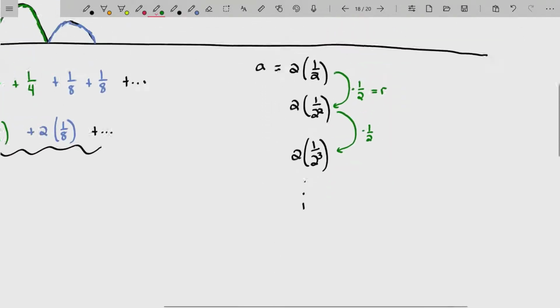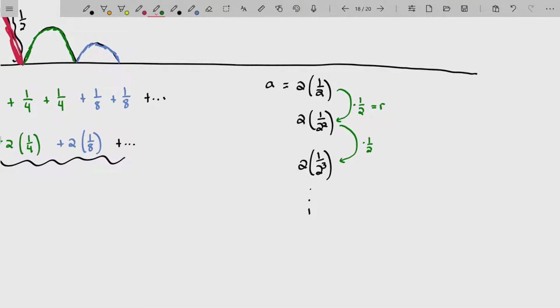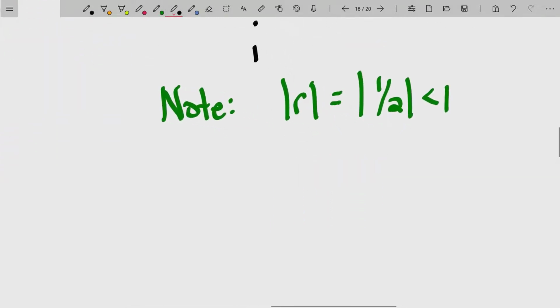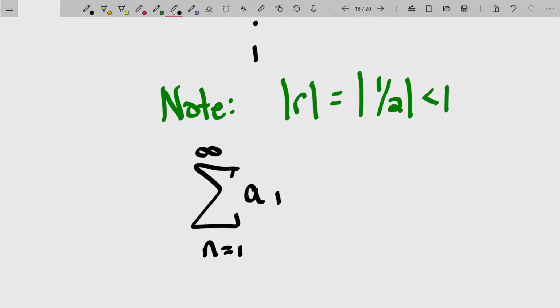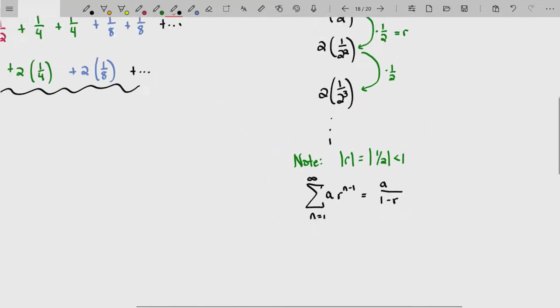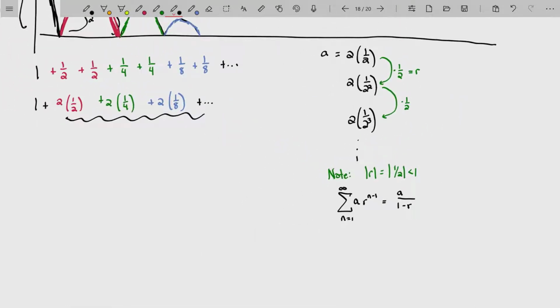And again, like I did in the last video, I'm going to make a little note here that the absolute value of that common ratio, which is the absolute value of 1/2, is less than 1. That's critical because then we know that we can use this formula right here, the summation n equals 1 to infinity of a times r to the n minus 1. That will become, if r is less than 1 in magnitude, a over 1 minus r. We've proven that, well, sort of. You need calculus to prove it, but we did our best.